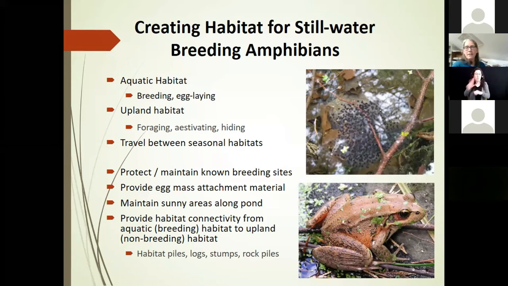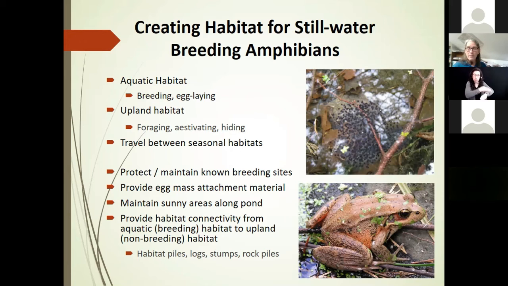So some things that can be done to improve habitat for red-legged frogs and other stillwater breeding amphibians like northwestern salamanders, long-toed salamanders, Pacific tree frogs, rough-skinned newts, would be to protect and maintain known breeding sites, because breeding sites provide specific habitat needs. And if you know the species is there using it, the recommendation is to protect it and maintain it.